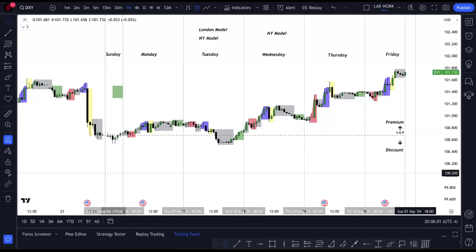We're going to look at DXY, EU, and UCAD. So we're going to look at some inversely correlated pairs so we get to see both sides.